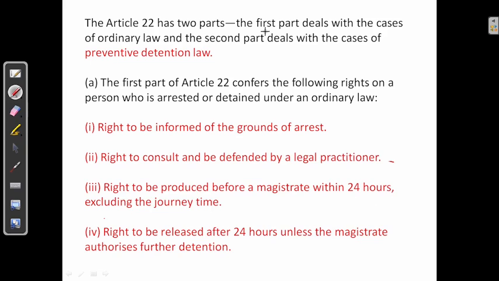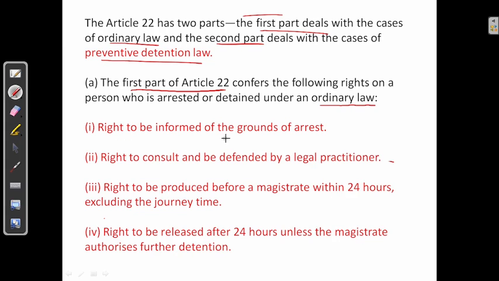Next, Article 22 has two parts. The first part deals with the cases of ordinary law. The second part deals with the cases of preventive detention law. The first part of Article 22 confers the following rights on a person who is arrested or detained under ordinary laws.